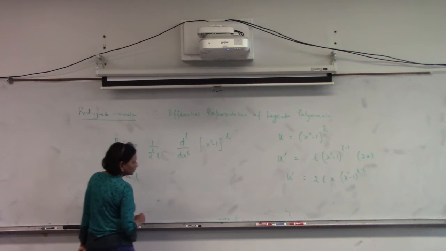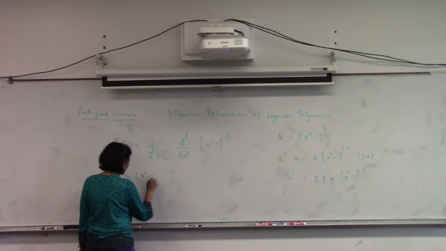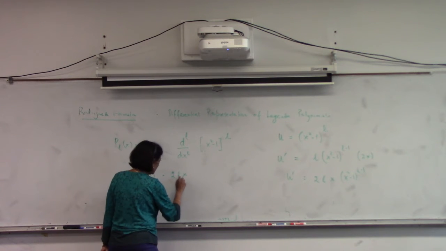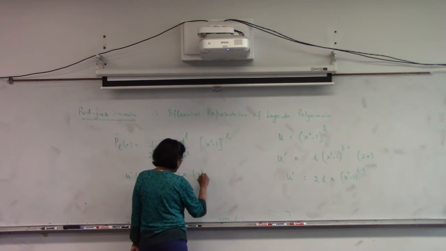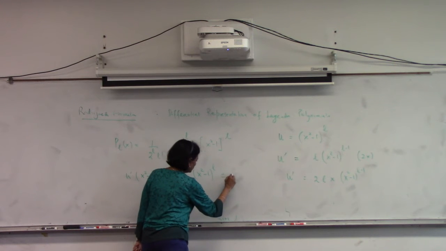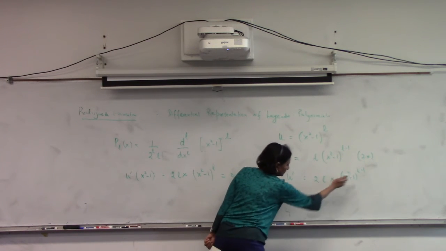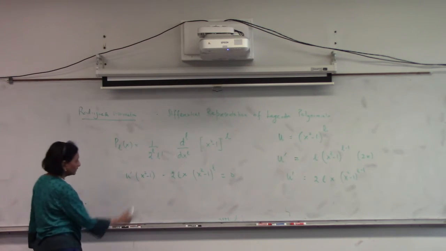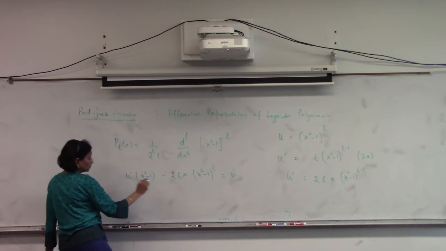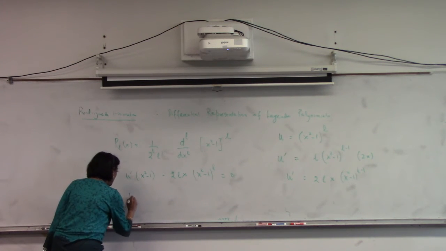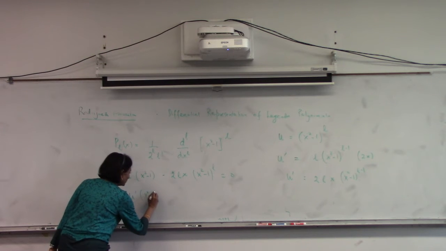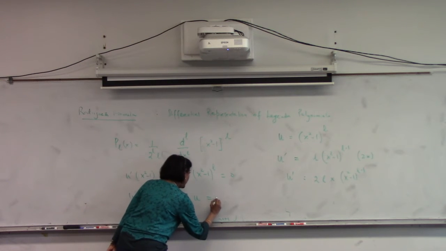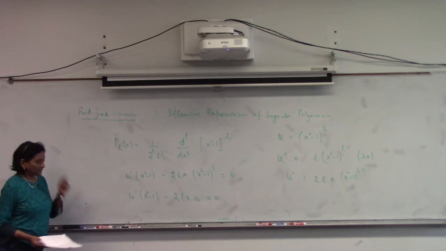This expression I can write as u prime. Think of multiplying by x squared minus 1. Actually, I'm trying to get rid of that, basically. So multiply by x squared minus 1, so this becomes (x squared minus 1) to the power l. And that is nothing but my u, the original function. So I have this expression now: u prime times (x squared minus 1) minus 2 l x u equals 0.